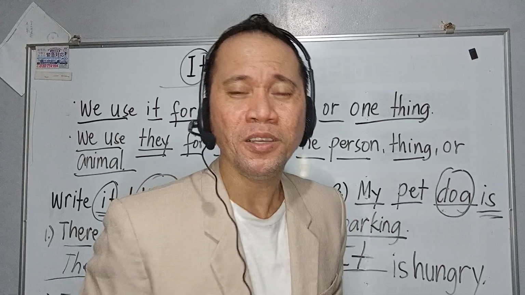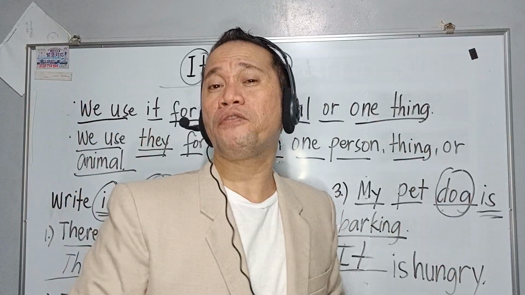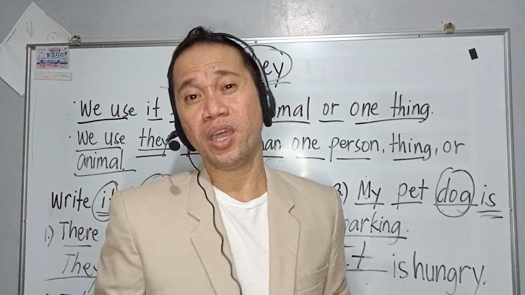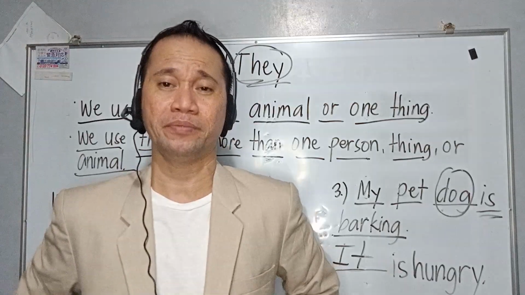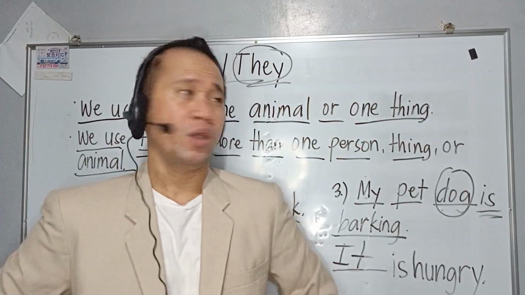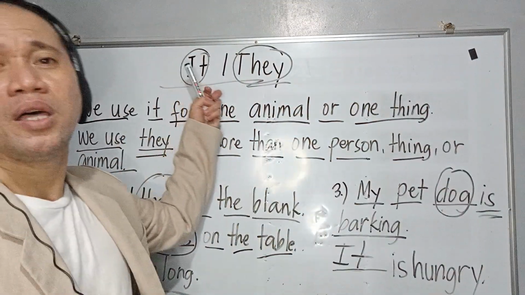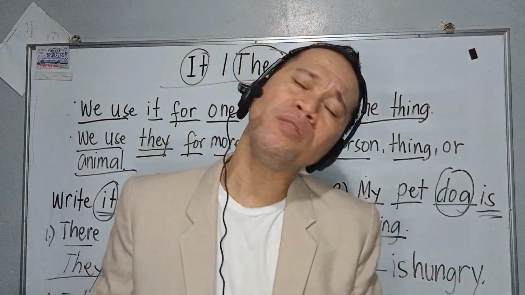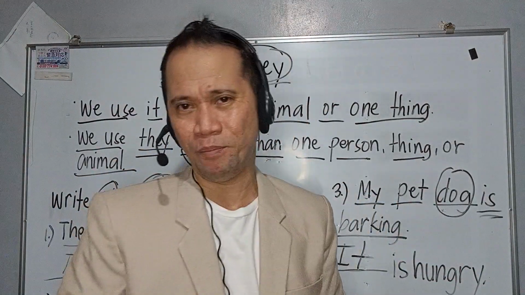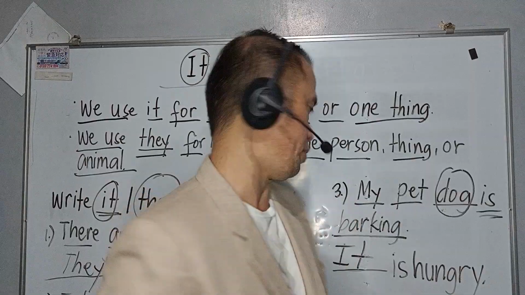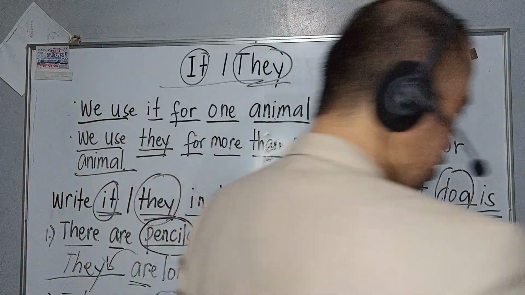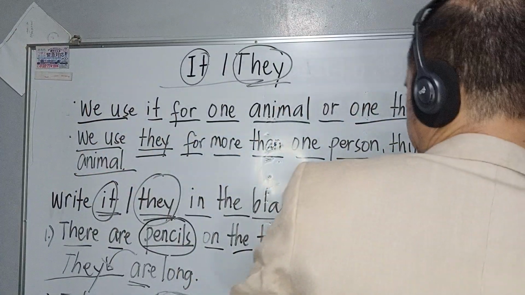Again, when you use they, it refers to more than one thing or more than one animal. Whereas when you use it, this word refers to only one thing or one animal. Okay? Now let us proceed to number 4.